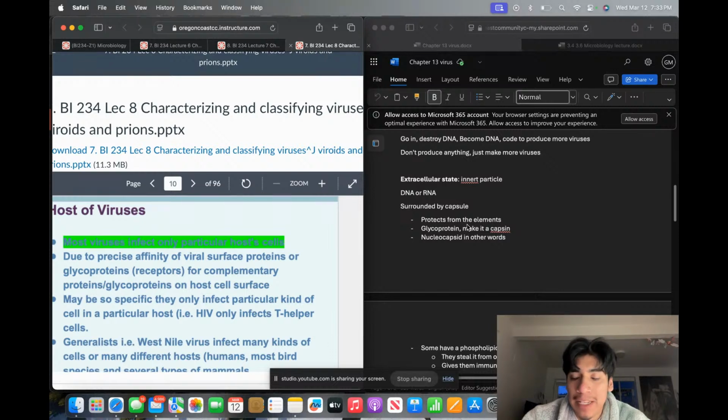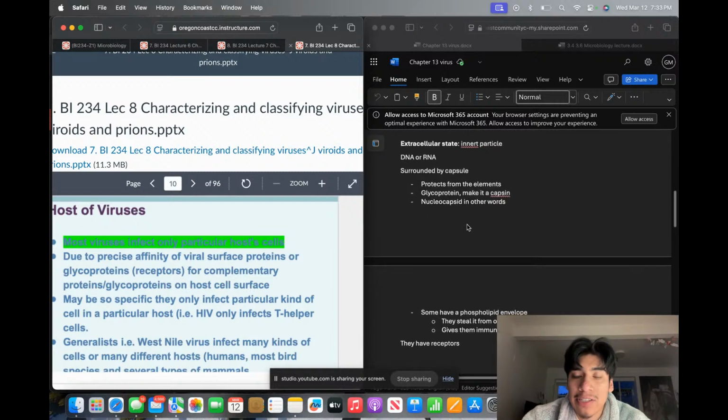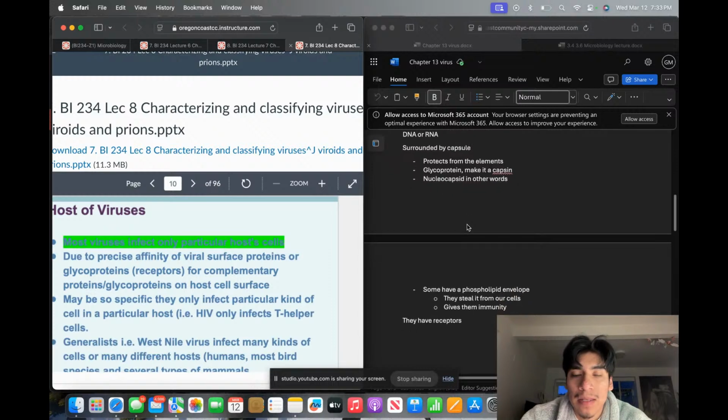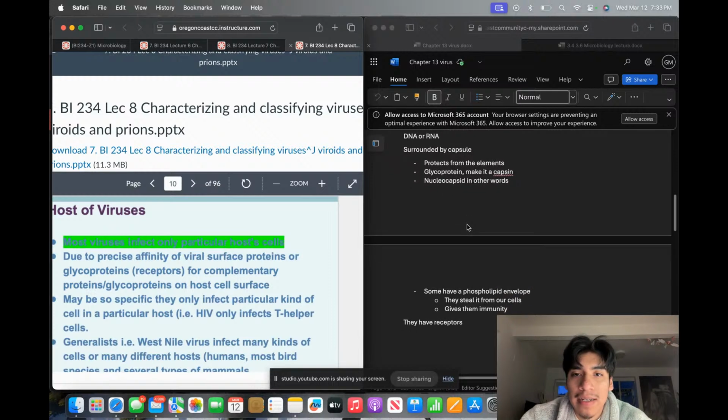And they don't do anything else. They don't produce anything. They just make more viruses. So when it's in an extracellular state, it's often referred to as an inert particle, DNA or RNA, surrounded by a capsid.